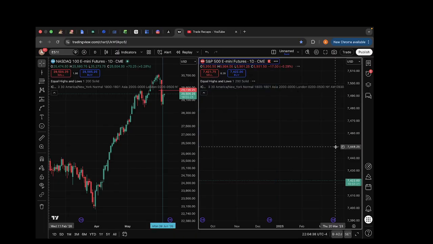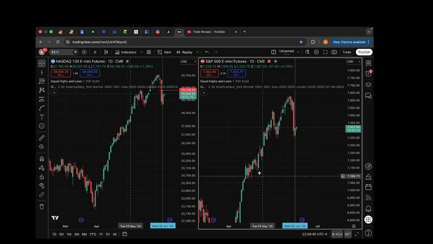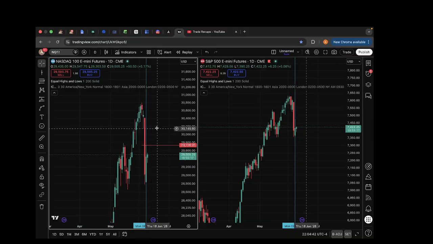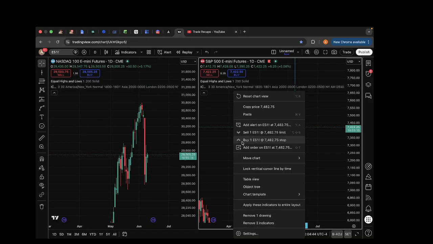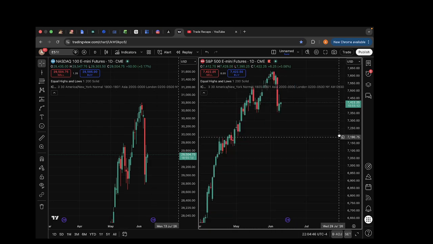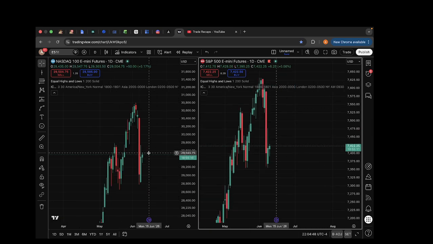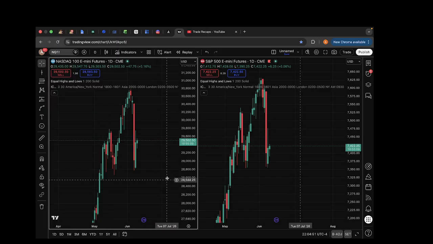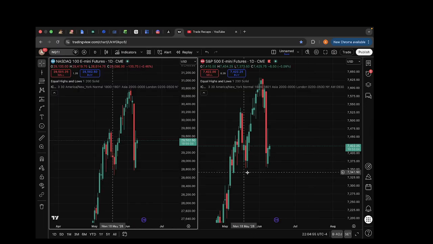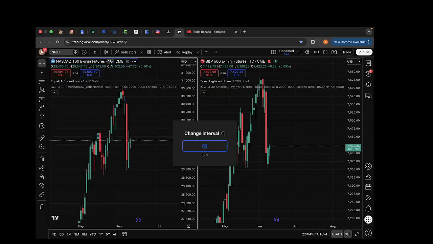Starting off on the daily time frame, I see that we generated liquidity here, and we generated liquidity here. So this is something I'm looking at.